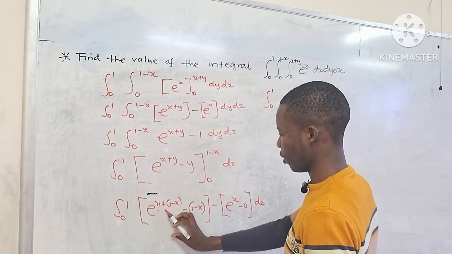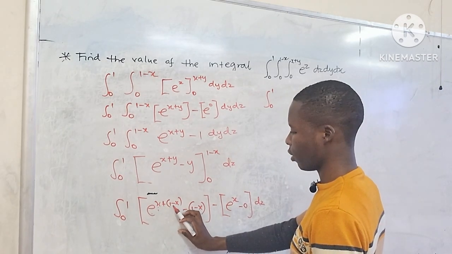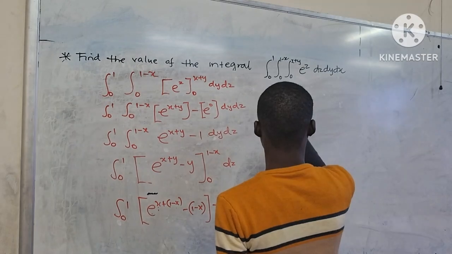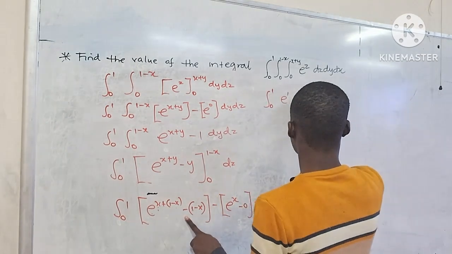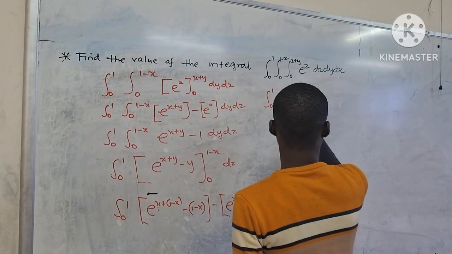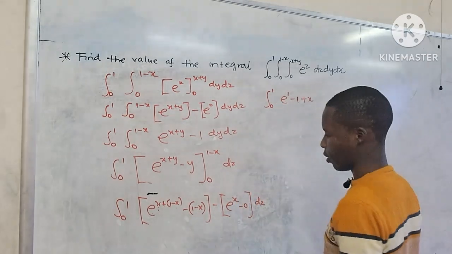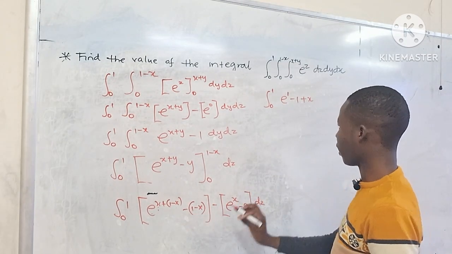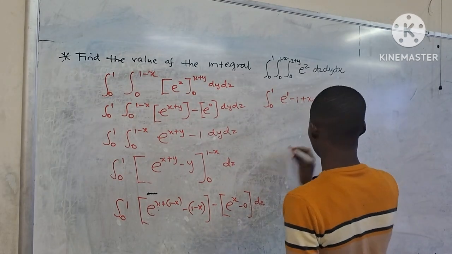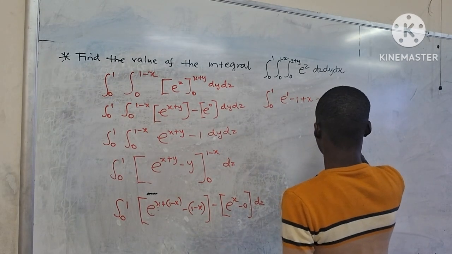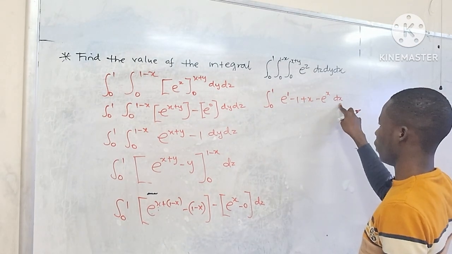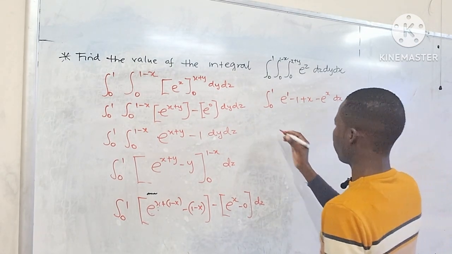This is x plus 1 subtract x. So this is e to the power 1, e to the power 1, minus 1 plus x. It's minus 1 plus x. Then minus e to the power x. Okay, let's integrate this with respect to x.